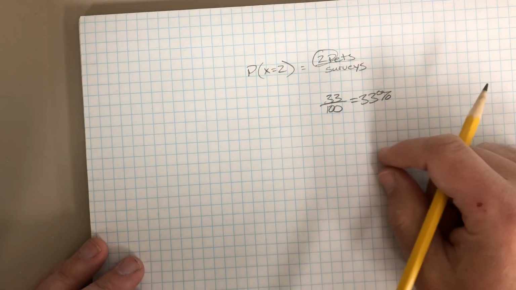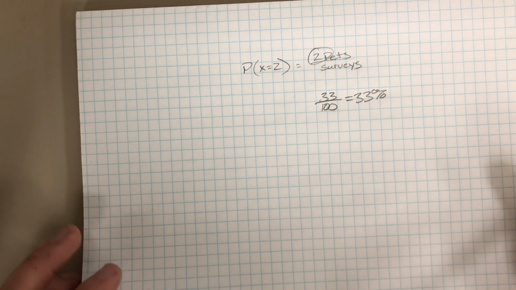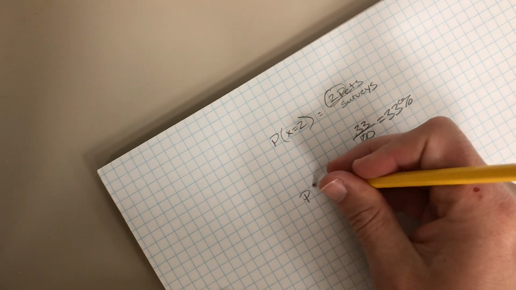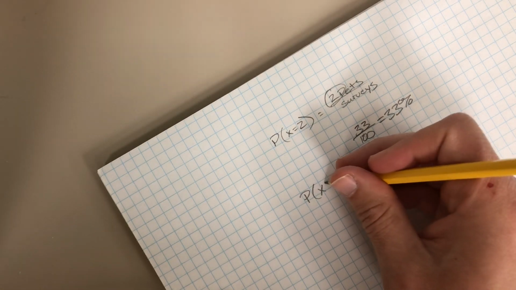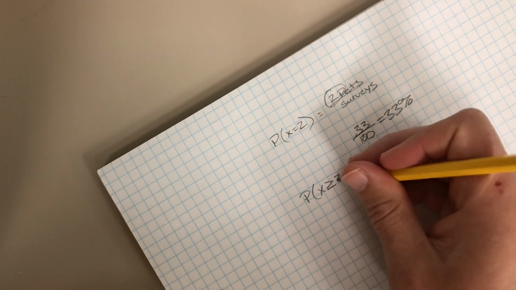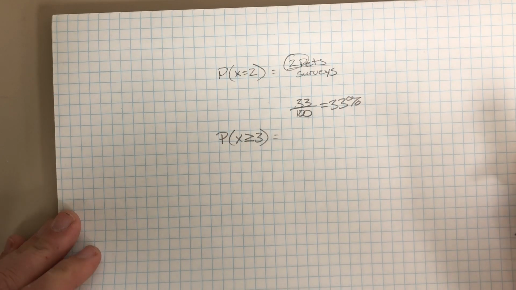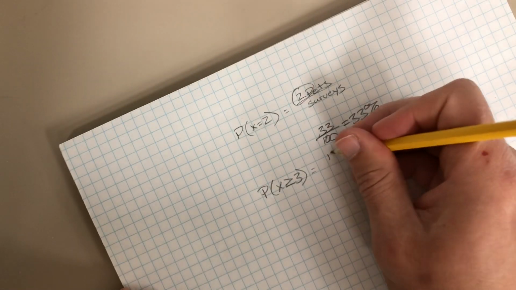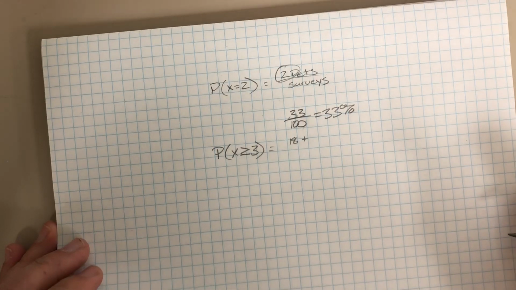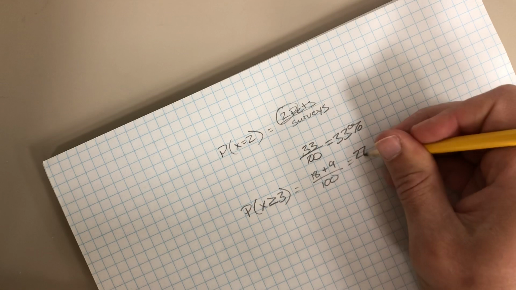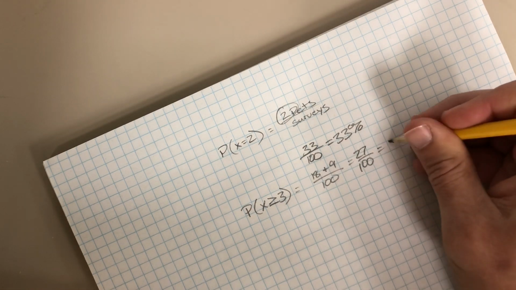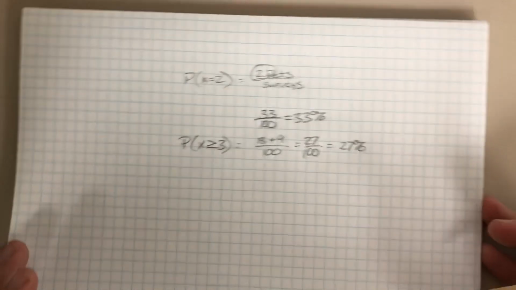Okay? Now, part B says, find the probability that a randomly chosen customer has at least 3 pets. So in this case, the probability of X being at least 3. So X is going to be either greater than 3 or equal to 3. Okay? So there are 2 different categories that we're looking at. We're looking at all those people with 3 pets, which would be 18, plus all those people with 4 pets, which would be 9. And that's all over 100. So that's 27 over 100, which is 27% of the population.